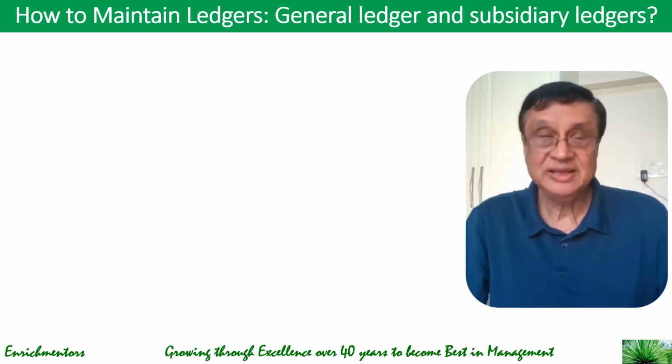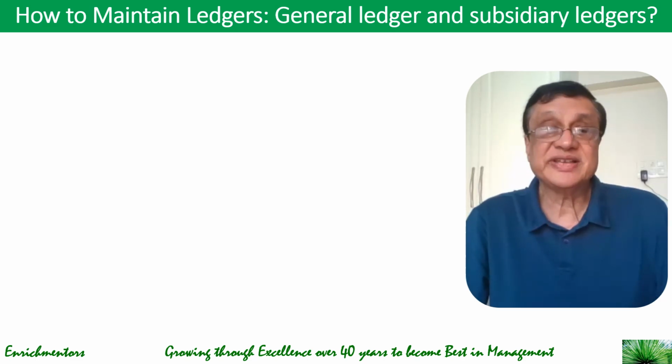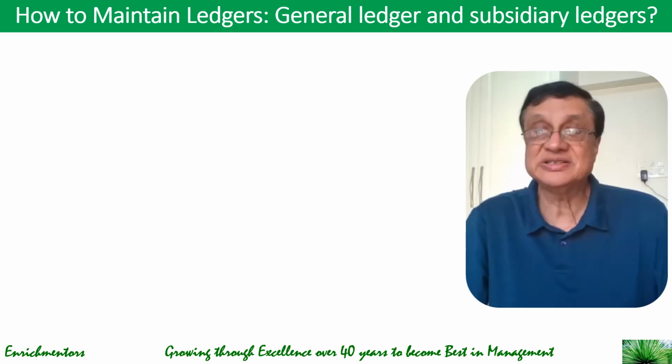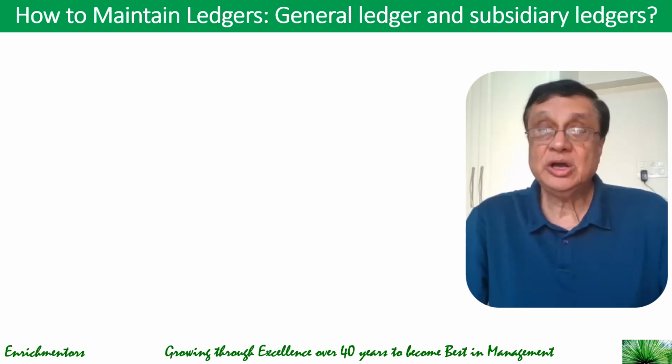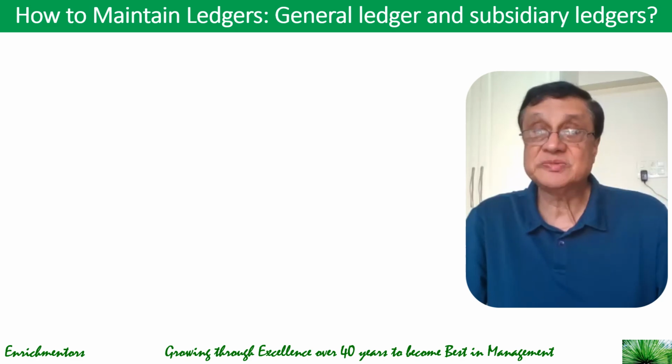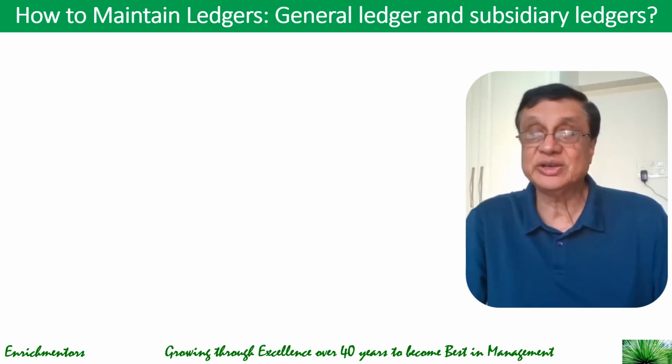Now, let's take a look at the second part of bookkeeping, maintaining ledgers. So how do you maintain ledgers? There are two types, general ledger and subsidiary ledgers. Now, to maintain ledgers, that is both general and subsidiary ledgers, it is important to follow again a systematic approach, and that ensures accuracy, completeness, and organization. Now, what are the steps that you need to do?